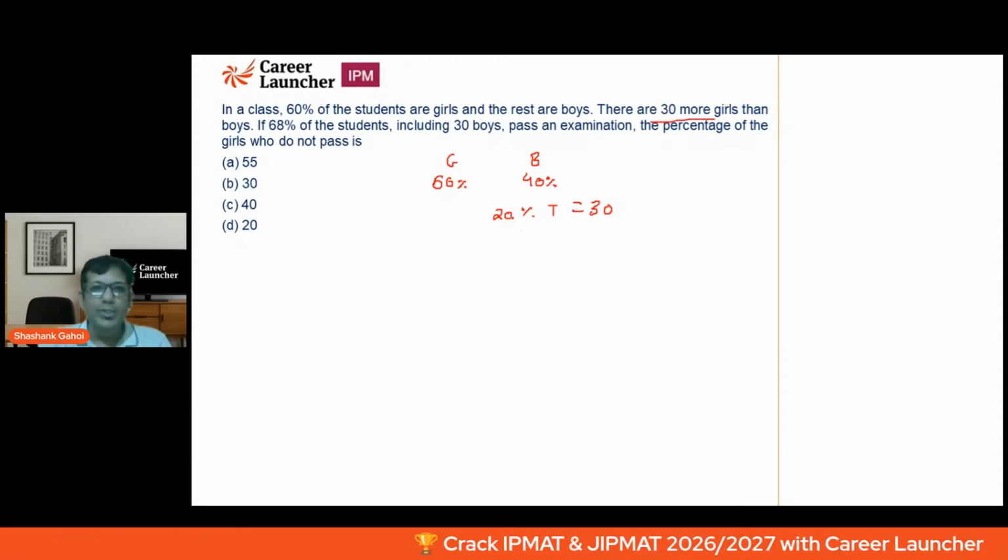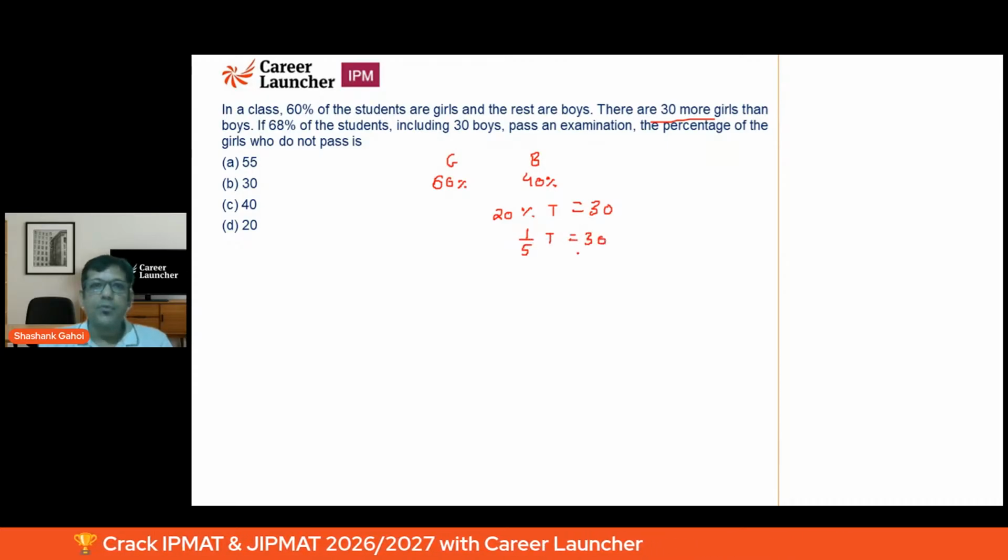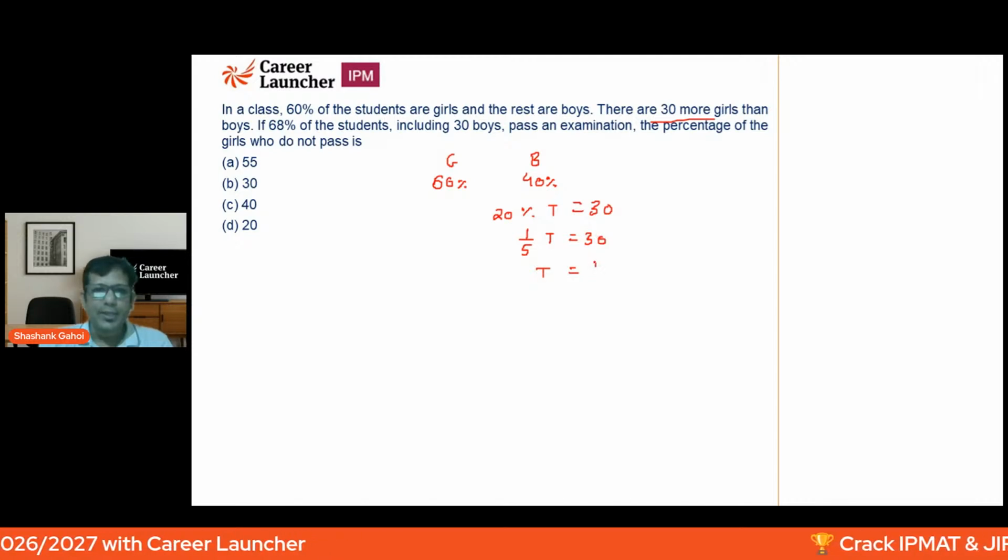Okay, so 20% can be said as 1 by 5 of total is 30. So basically, what is the total number of students we are looking for? That is going to be 150.